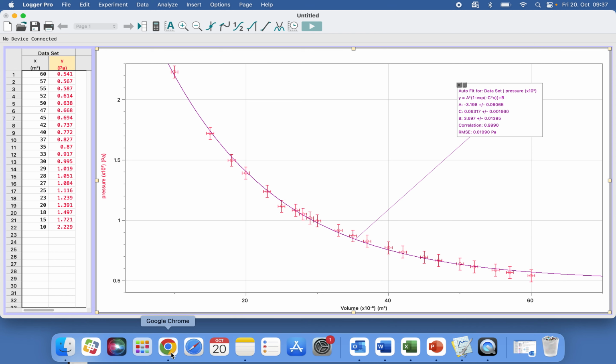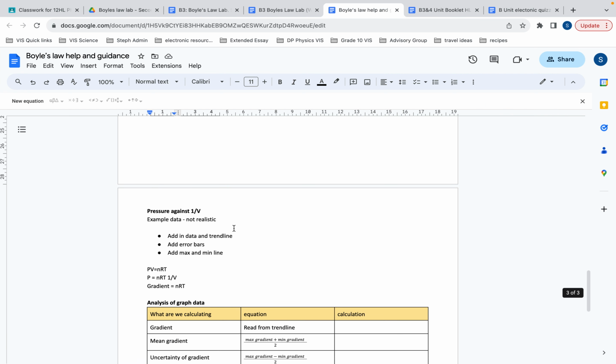All right, now at this point, we're going to want to go on to doing our second graph, to see if P is directly proportional to the inverse of volume. So we're going to have another go with Logger Pro.